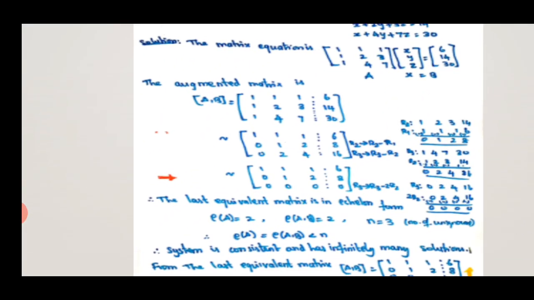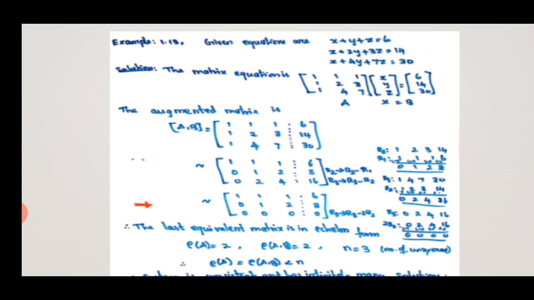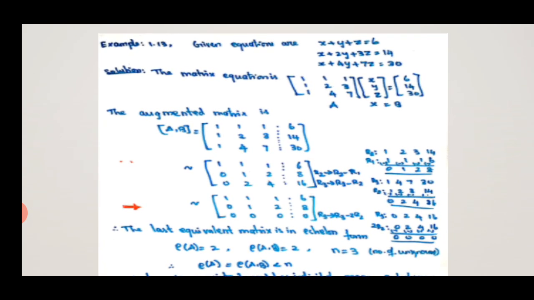The given equations I have written here, and from that I'm writing the matrix equation. The first equation coefficients are 1 1 1, the second equation coefficients are 1 2 3, the third equation coefficients are 1 4 and 7. And the variable matrix, this time we have three variables, so x, y, z, equal to the constant matrix. We have entries 6 14 30, so that is also written. So we got AX equal to B.